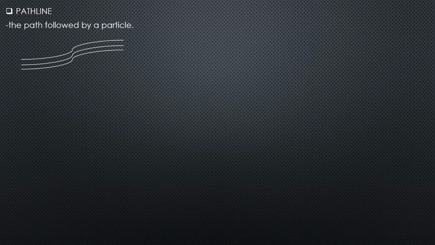So let's define a path line. A path line is the path followed by a particle. So if these are the path lines for a certain particle, it follows a certain path, and that's called a path line. Stream tube is a small bundle of path lines, such as this. So we call that stream tube.